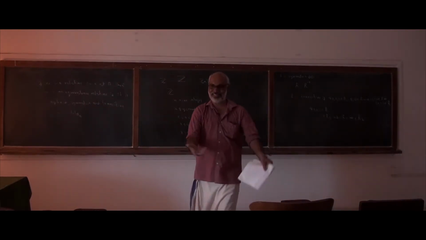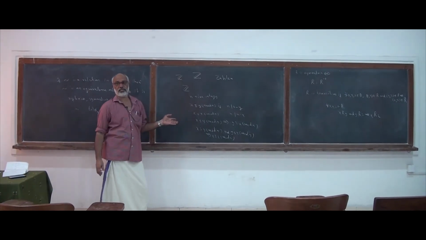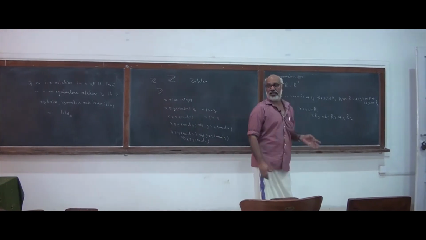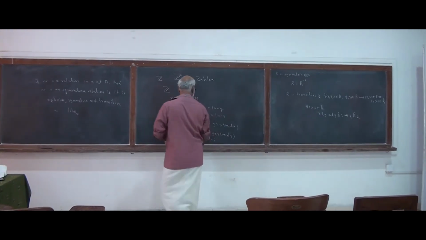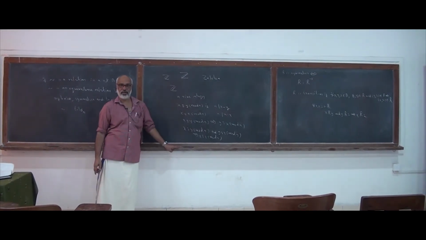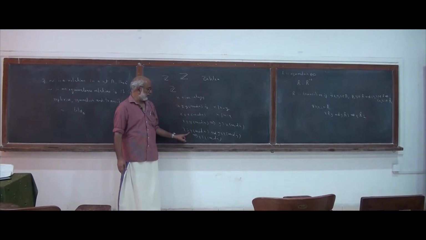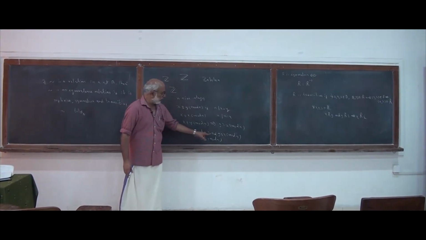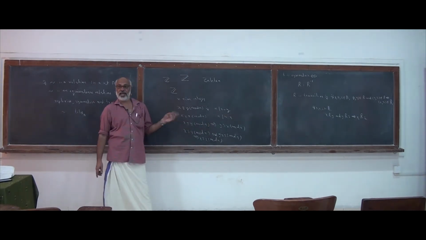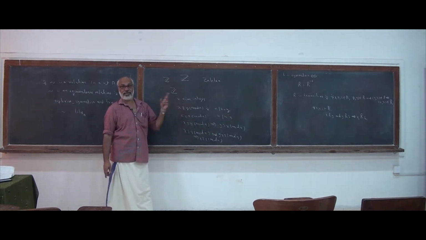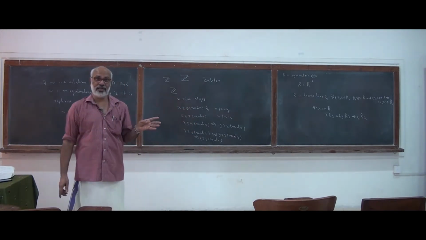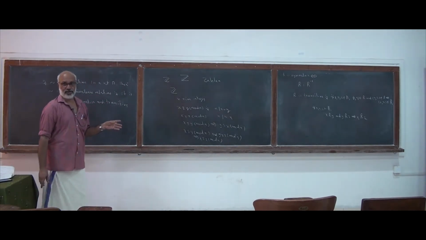By the time we can expect that this relation is also transitive. That is, x is congruent to y mod n and y is congruent to z mod n implies x is congruent to z mod n. Why? X is congruent to y mod n means n divides x minus y. Y is congruent to z mod n means n divides y minus z. Therefore, n divides x minus y plus y minus z, that is x minus z. So, n divides x minus z, which means x is congruent to z mod n.